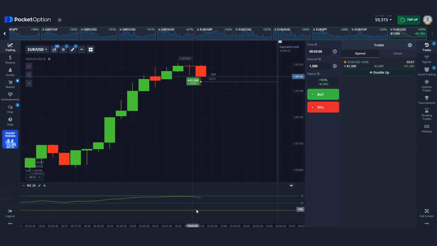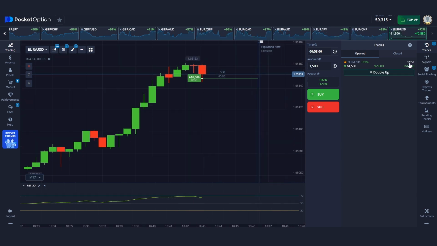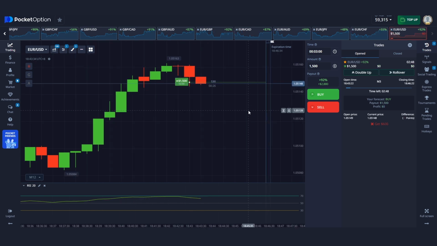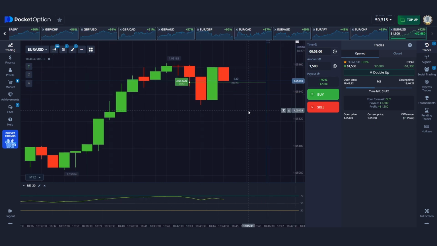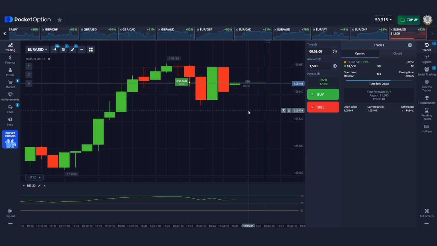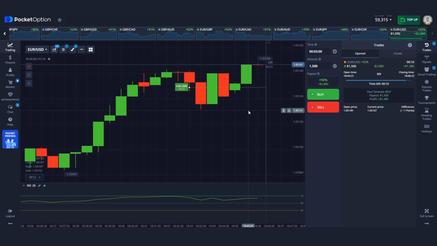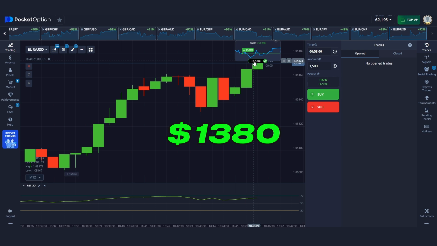As you can see, the RSI indicator is in the upper zone. It hasn't exited the working range, so it's safe to open your trade. Especially after such a correction, the price should rise. And this trade brings me an excellent profit.